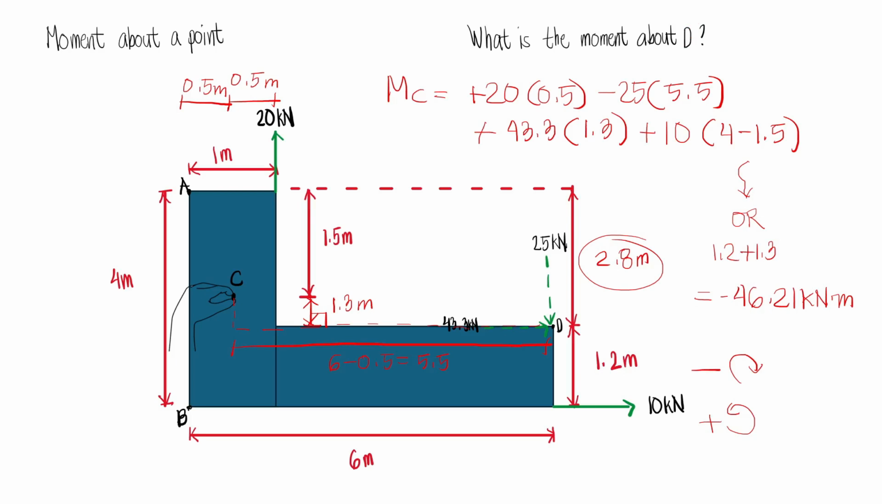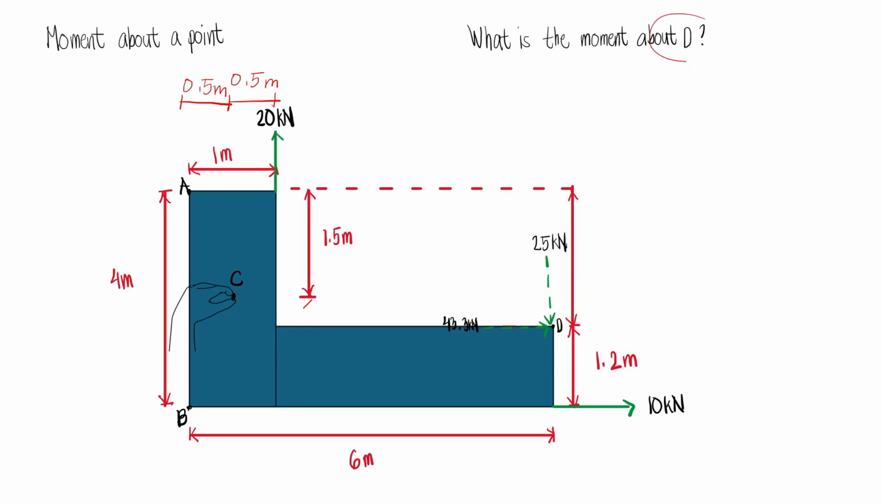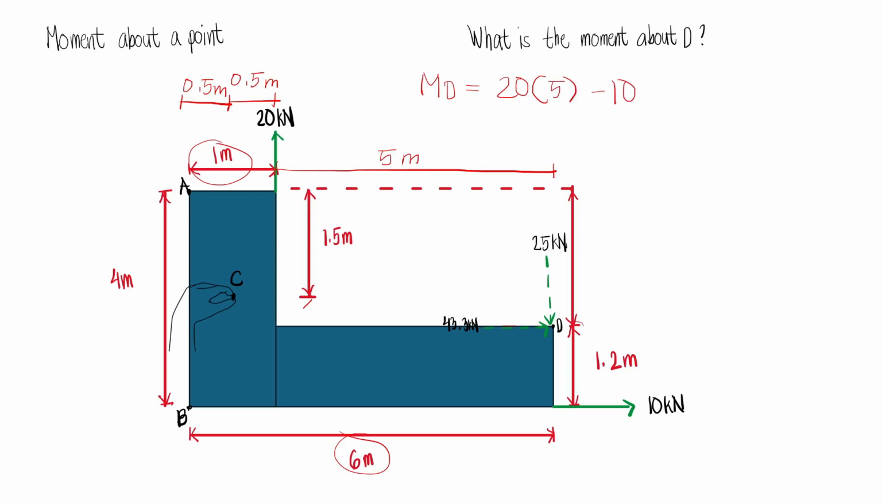And so let me just erase all of these. And then let's solve the moment about D. So we have MD is equal to plus 20 times the moment arm, which is 6 minus 1, which is essentially this distance. Now that will be 5 meters, so times 5. And then we also have minus 10 and then multiplied by 1.2. And then we'll actually exclude these forces because the line of action of this force directly hits point D and also the line of action of this force.